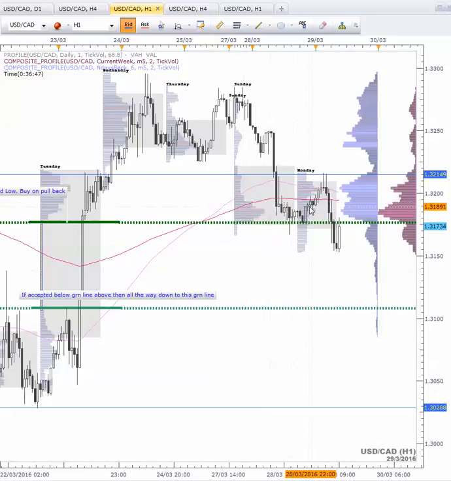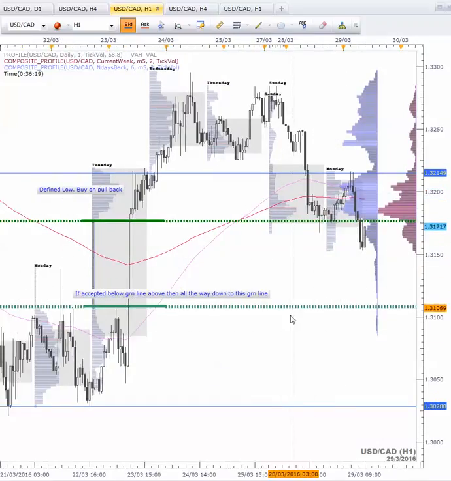So the developing value area for today and the fixed value area from yesterday are almost in sync, and then we've got this value area here from these 5 days. So now, it should rotate all the way down to where this green line is.